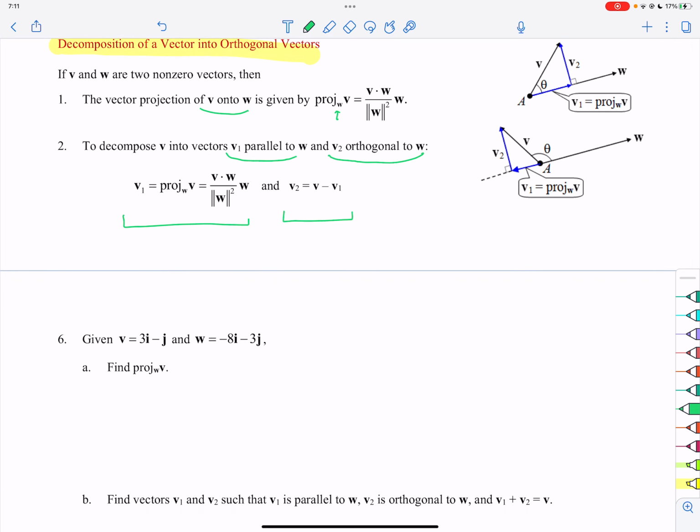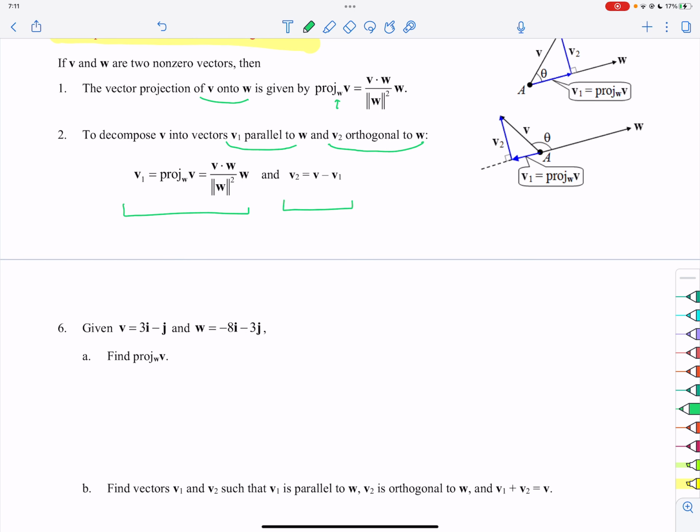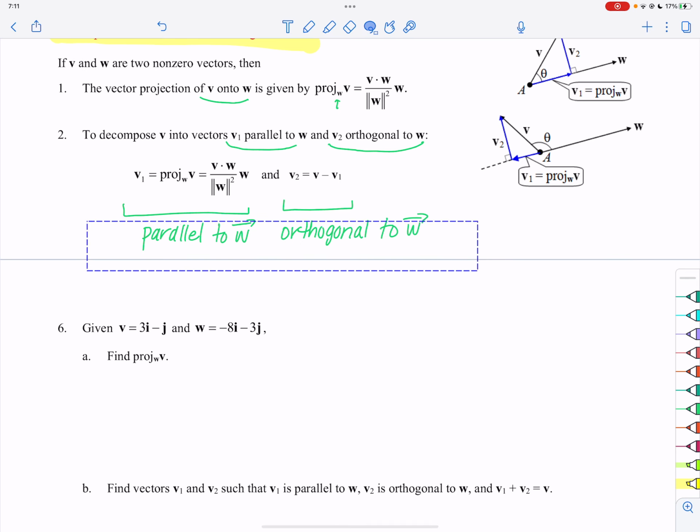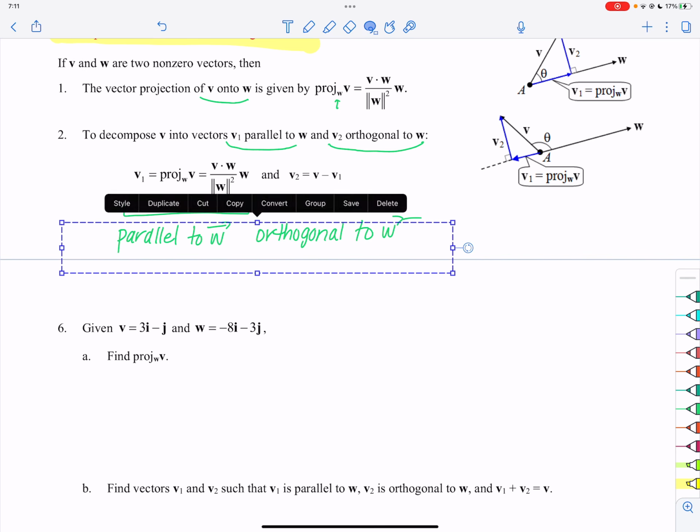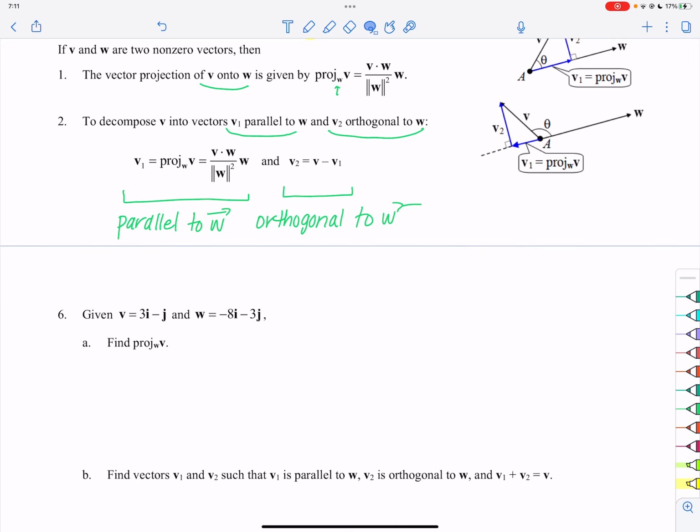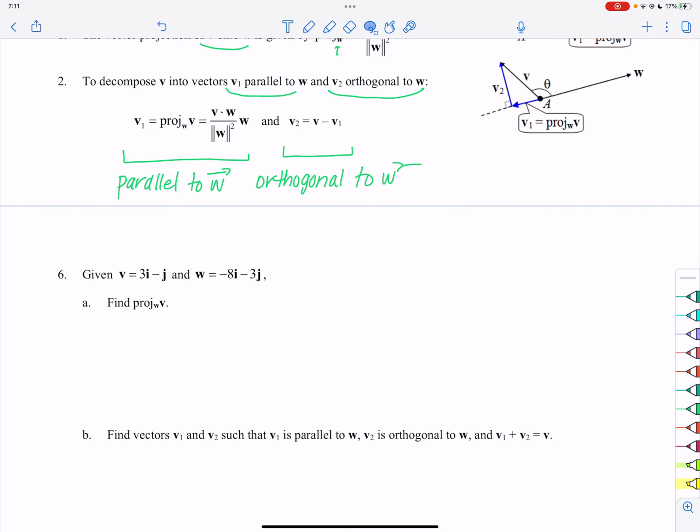So as you can see, the projection of V onto W is our parallel vector. And V2 is orthogonal to W. Okay, so we're decomposing vector V.